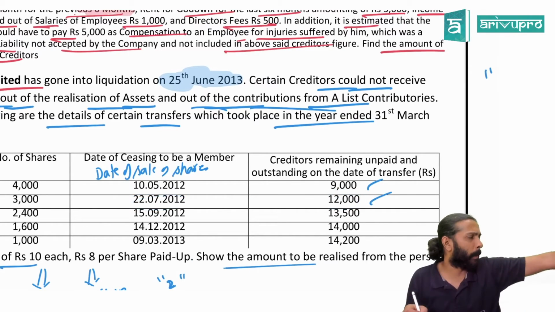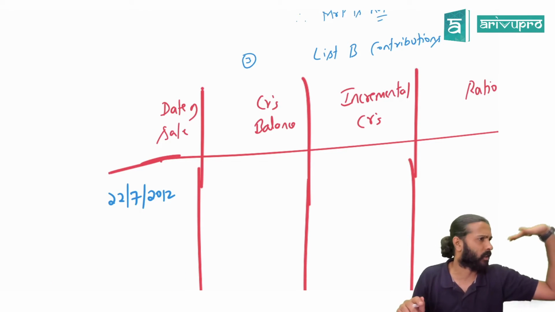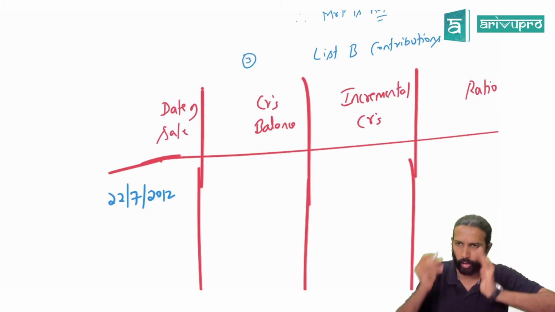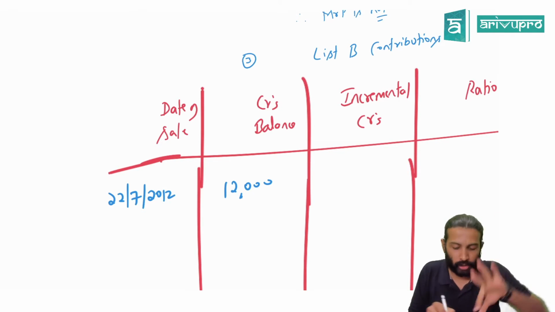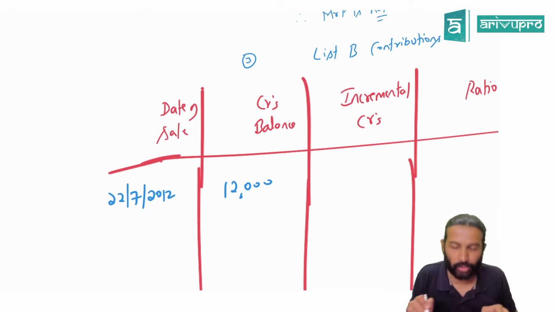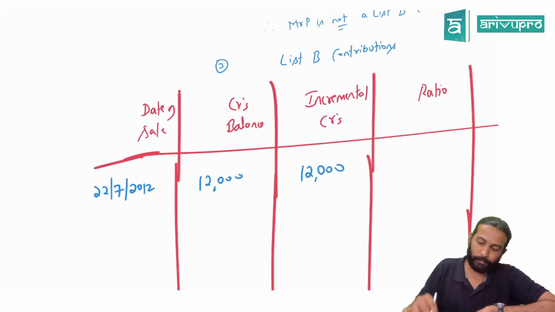For one thing, pay proper attention. If you understand two components, the rest everything is just calculation. If you want, you can put copying on hold, just observe first. Or copy while understanding, no problem with us. So on 22nd July, the creditors' balance was how much? 12,000. In the incremental column also, first write that.